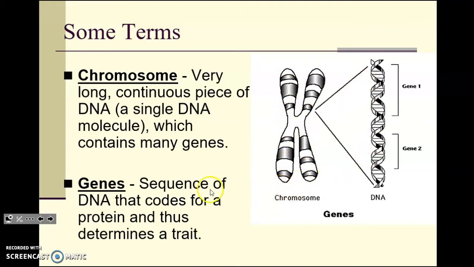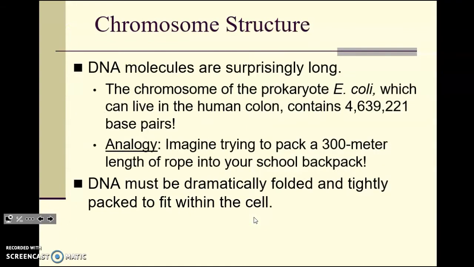And then in that chromosome, the sequence of DNA that codes for a protein is a gene, and that determines a trait. So that protein that's formed can create some kind of trait, whether it's a tissue or an organ or some type of hormone or enzyme or whatever in your body. It's going to affect some type of function in your body in some way.